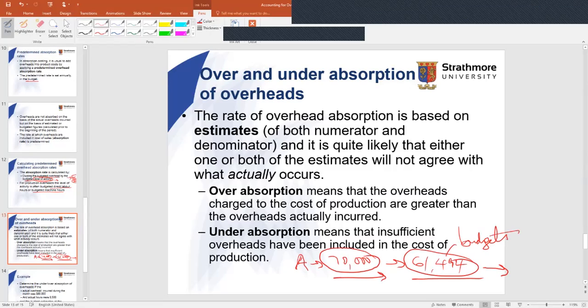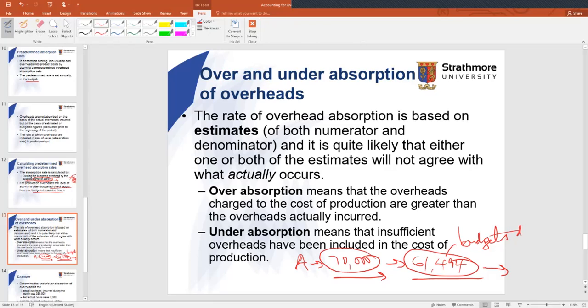Here we have a case where the cost of the product is lower than what it was meant to be, because we used a lower budgeted overhead cost when getting the budgeted activity levels. Therefore, it is a case of under absorption.